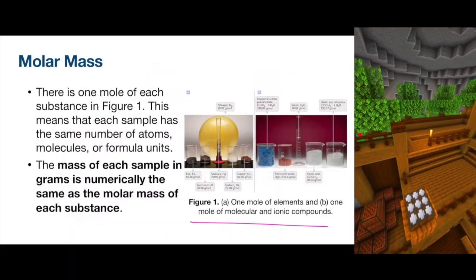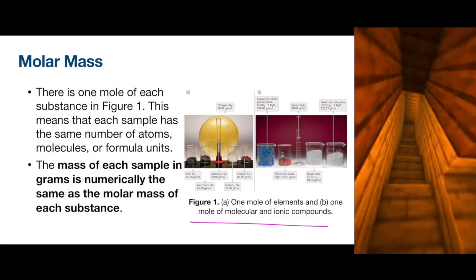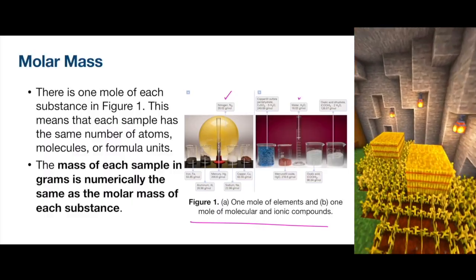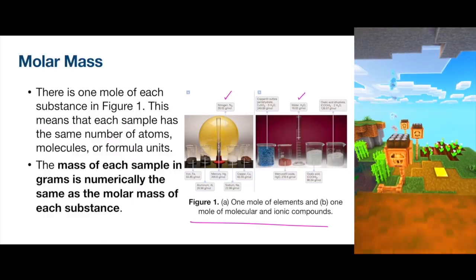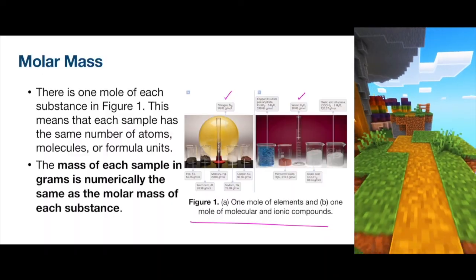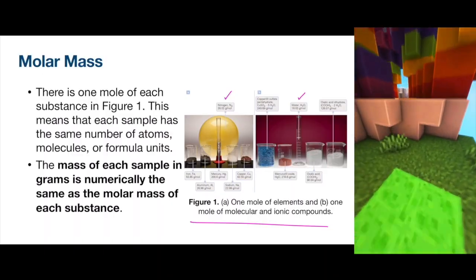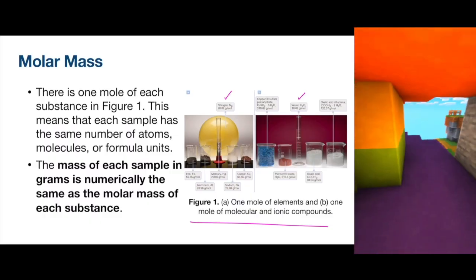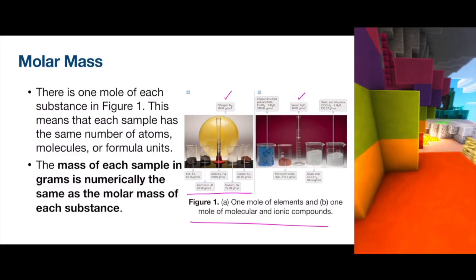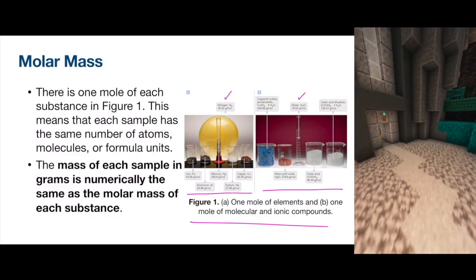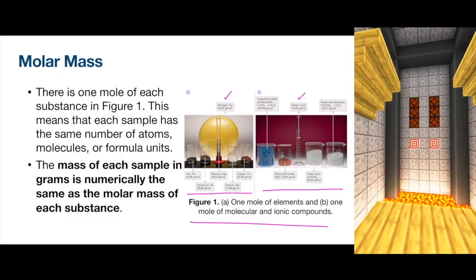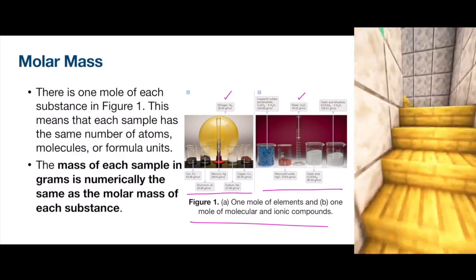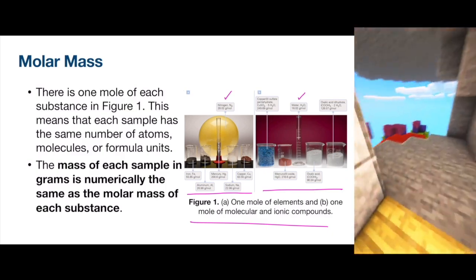In this figure, each sample shown contains exactly 1 mole of a substance. We have here 1 mole of nitrogen gas, we have here 1 mole of water. Even though the samples look different and have different masses, they all contain the same number of particles, whether those particles are atoms, just like these elements, or molecules or formula units, just like these molecular or ionic compounds. What does change is the mass of each sample. The mass you see in grams is numerically equal to the molar mass of the substance.